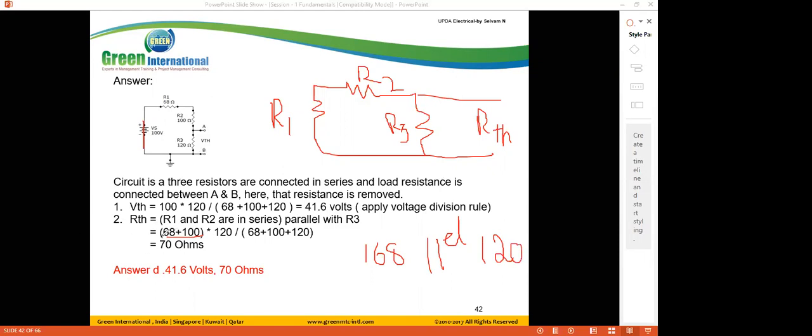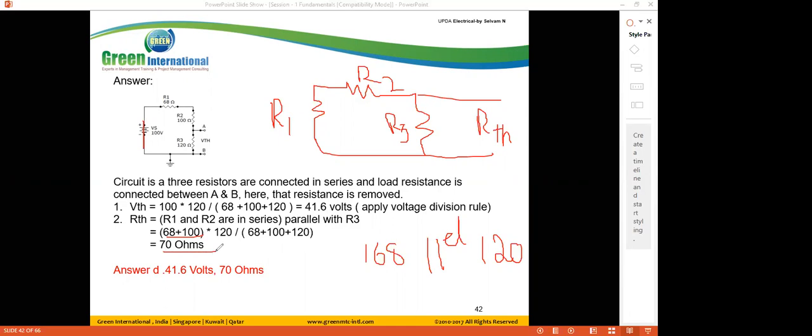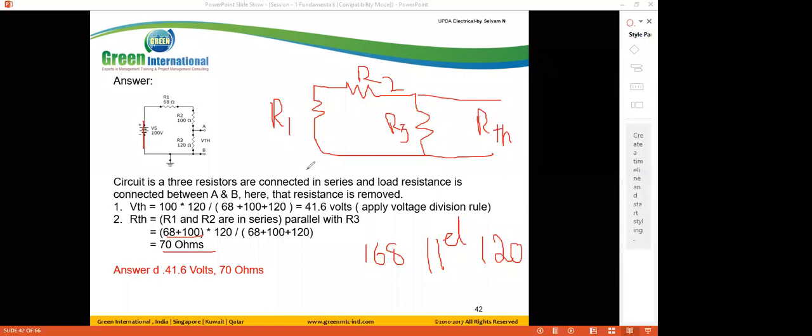So 68 plus 100 gives 168, because what is the formula for two resistances in parallel? R1 into R2 by R1 plus R2. So apply this formula and we get the resistance value. This is the step to find the Thevenin resistance.